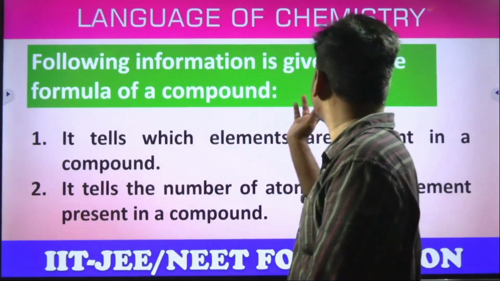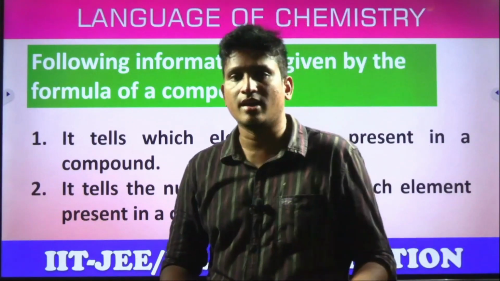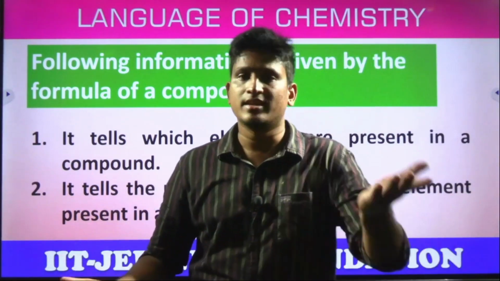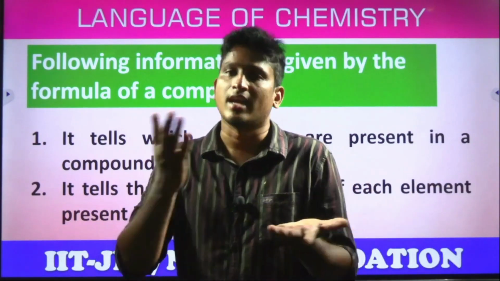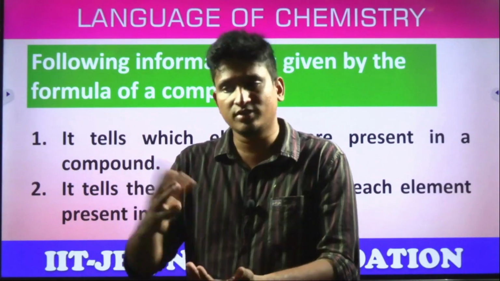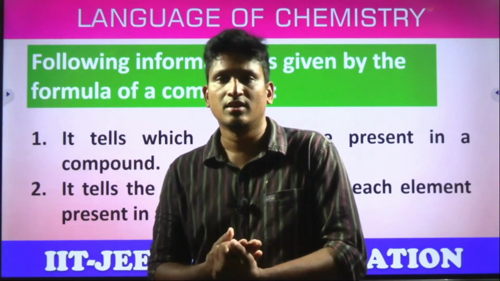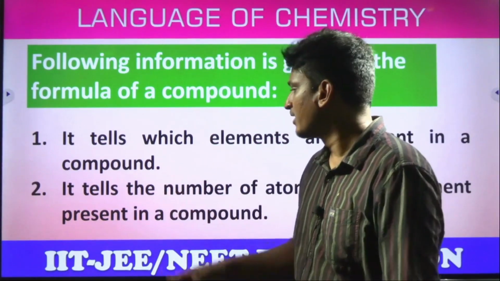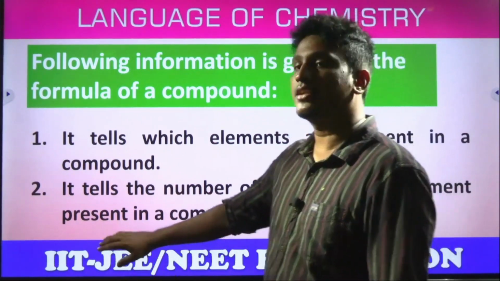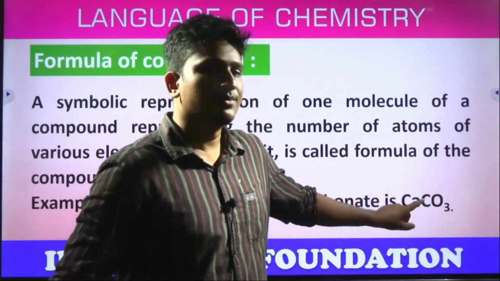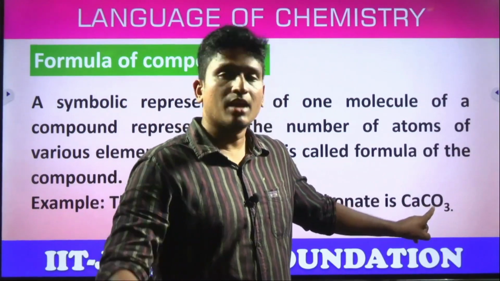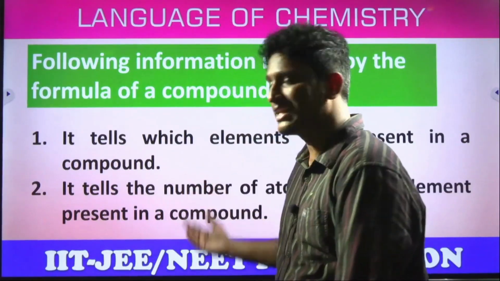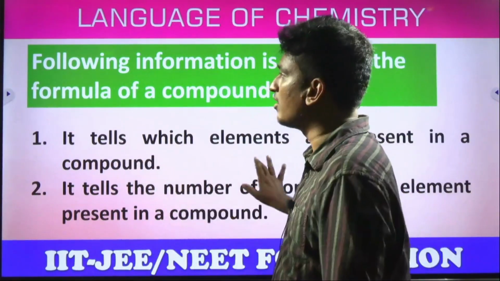So the following information is given by the formula of a compound. It tells which elements are present in a compound. For example, in the previous example CaCO3, which elements are there? Calcium, carbon and oxygen. Of course 3 oxygens are there, but all 3 are the same type of element, students. It also tells the number of atoms of each element present in a compound. Calcium one atom, carbon one atom, and oxygen how many? 3. Got the clarity, students? It tells the element and the number of atoms of that element also.